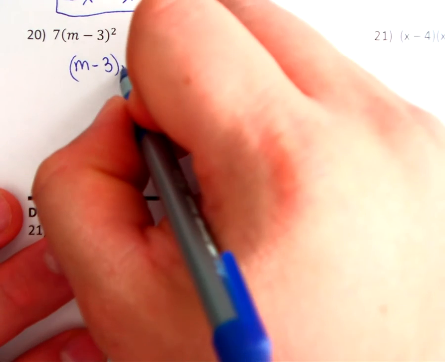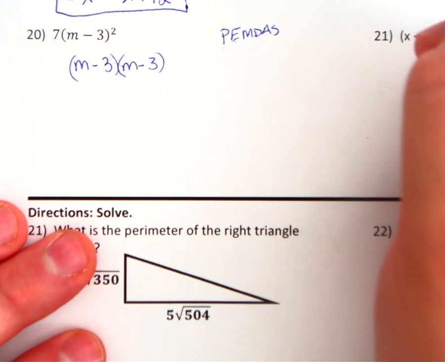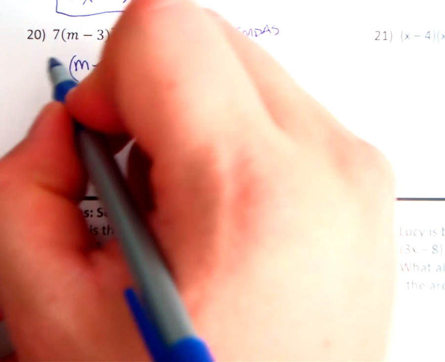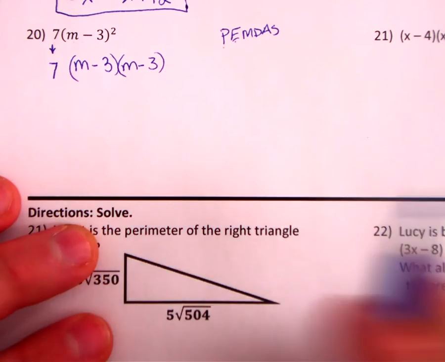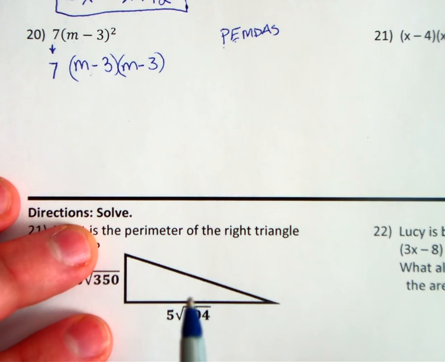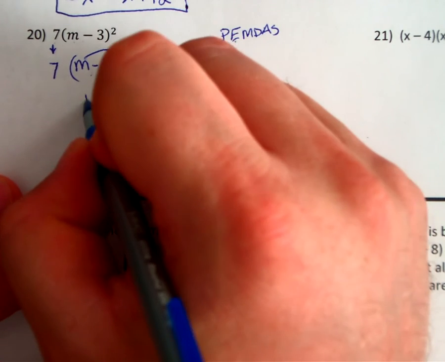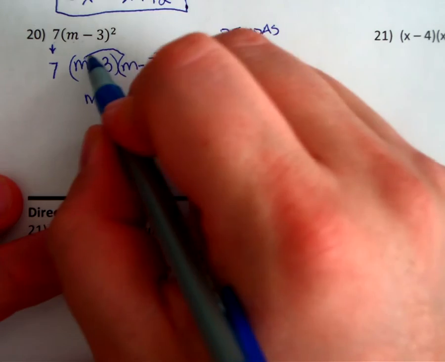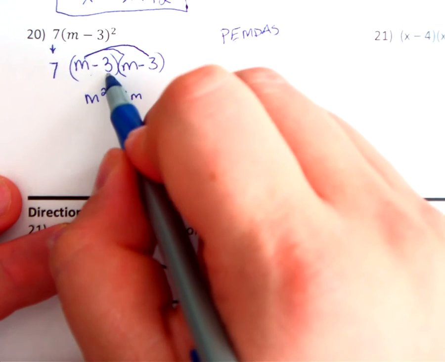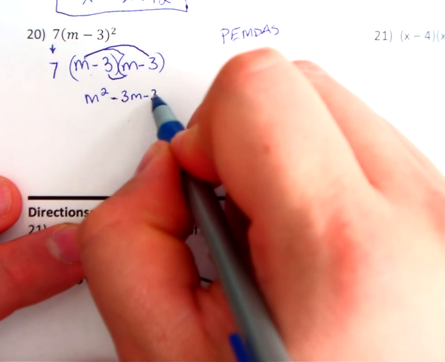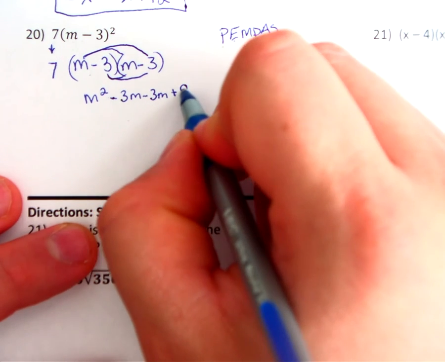M minus 3 squared means the same thing as m minus 3 times m minus 3. Now, it's a good practice to go ahead and get used to bringing down your other term as well so you don't forget about it. At this point, we're just going to deal with the two binomials and FOIL. So, first, m squared. Outer, m times negative 3 would be negative 3m. Inner, negative 3 times m is negative 3m. And last, negative 3 times negative 3 is positive 9.